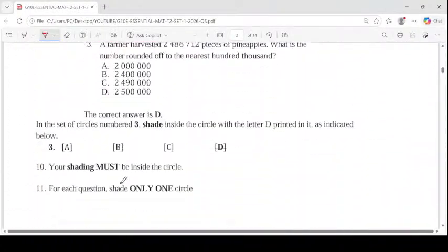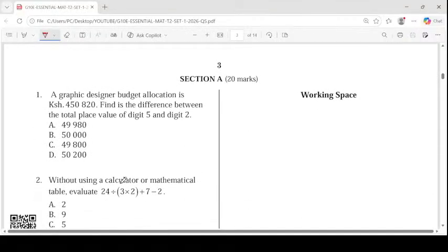Question number 1 of section A says, a graphic designer's budget allocation is 450,820 shillings. Find the difference between the total place value of digit 5 and digit 2. Is it making sense? Let me see. The difference between, let me just see, the total place value.